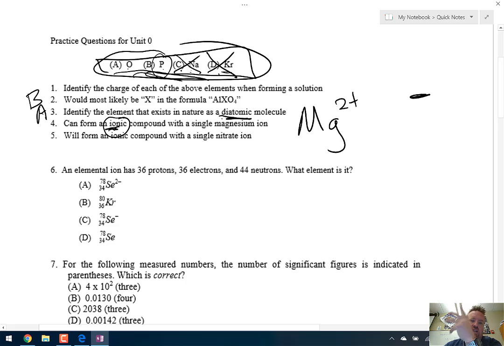So if I chose, let's just say I randomly choose phosphorus, I know that phosphorus is P3-. And the formula for that would therefore be Mg3P2.